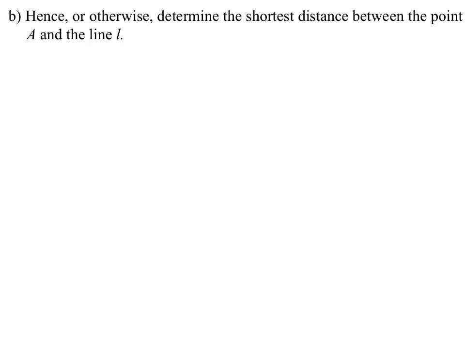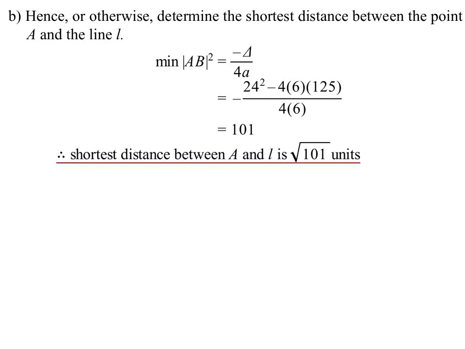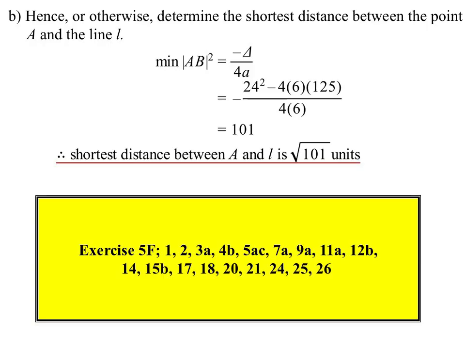Hence, or otherwise, determine the shortest distance between the point and the line. Because have a look, it's a quadratic. If I want to minimise this quadratic, minus the discriminant on 4a, sub it in, 101. So therefore, the shortest distance is the square root of 101. So if you spot things like, hey, this is a quadratic function, they're asking me for a minimum or a maximum, I don't have to muck about. I can use my quadratic theory. Oh, okay, I know the y value of the vertex is minus the discriminant on 4a. So 5f, playing with vector equation of line.